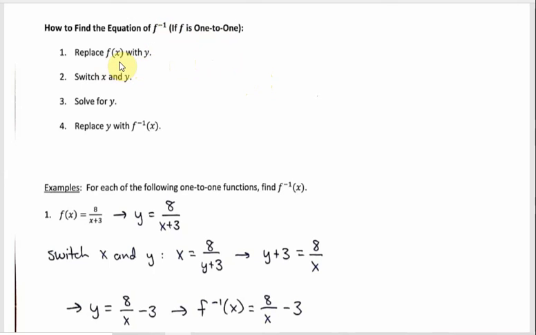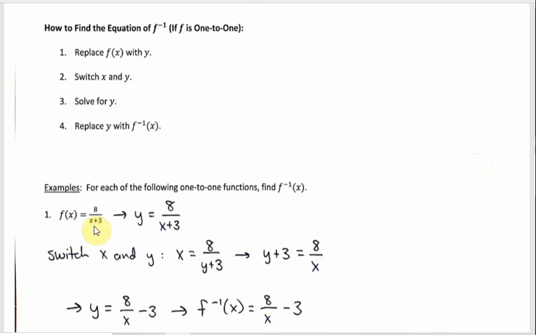Replace f of x with y just to make the solving easier. That's all this is for. Then you switch x and y, just interchange where they are. So if you have y equals 2x plus 3, then you have x equals 2y plus 3 after the interchange. Then you solve for y and replace that with f inverse of x. This is much easier to see with an actual example. So that's what we've got here.